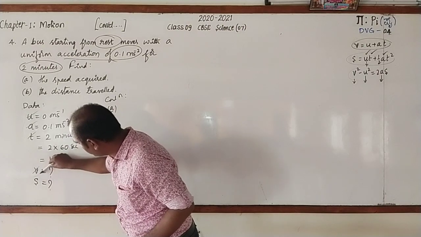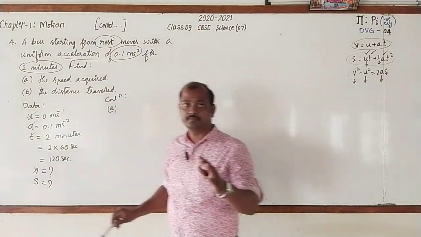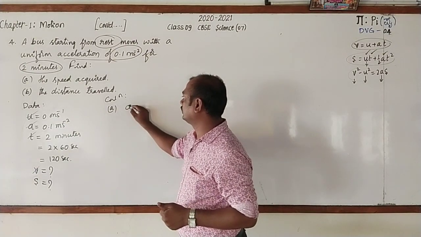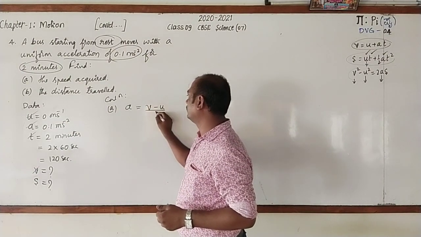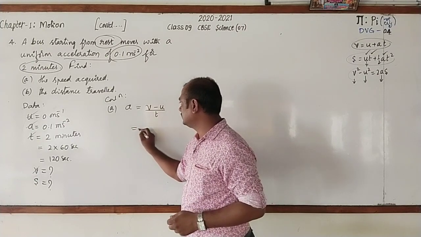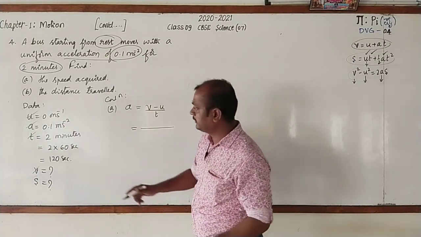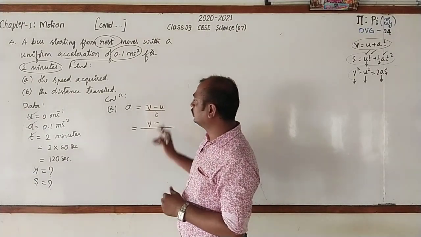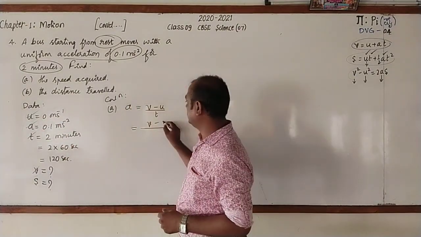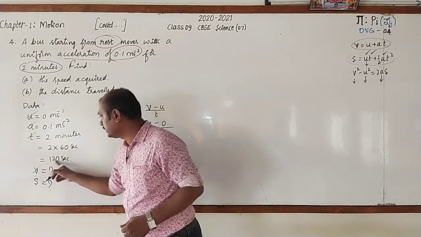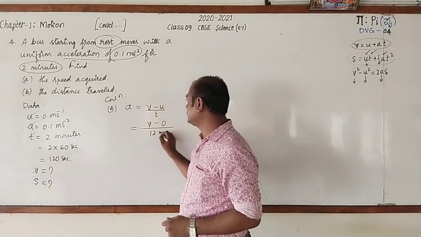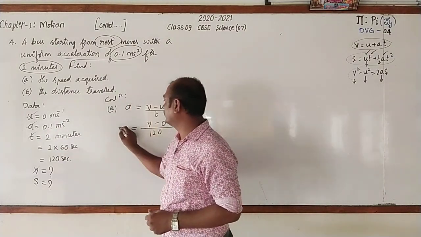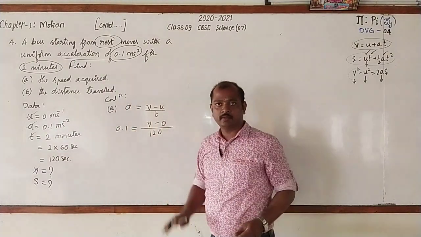Is there any formula which gives the relationship among these four? Yes. What is it? You are right. A equal to V minus U by T. What is V? V is unknown, should be written as it is. Minus U. U is 0. What about the time? Time is 120 seconds. Acceleration is 0.1. Clear?